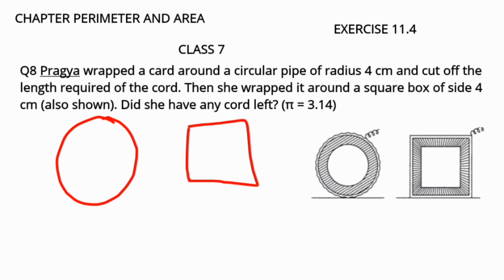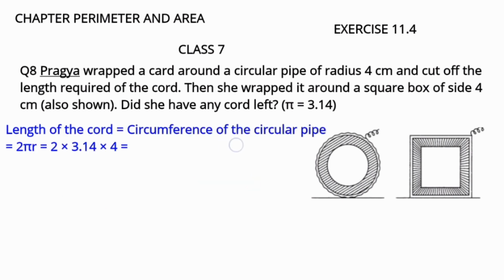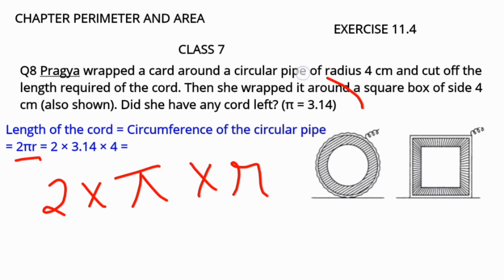Now they are asking, did she have any cord left? This means first we'll find out the cord wrapped around the circular pipe and the cord wrapped around the square. Then we'll subtract it, and whatever is left will be the cord left with Pragya. So length of cord is equal to circumference of the circular pipe. So what is the formula of circumference? 2 pi r, 2 into pi into r. So pi, in our question they are saying we need to take 3.14, and the radius is given, 4 centimeter. Now we'll multiply them to find the length of the cord.